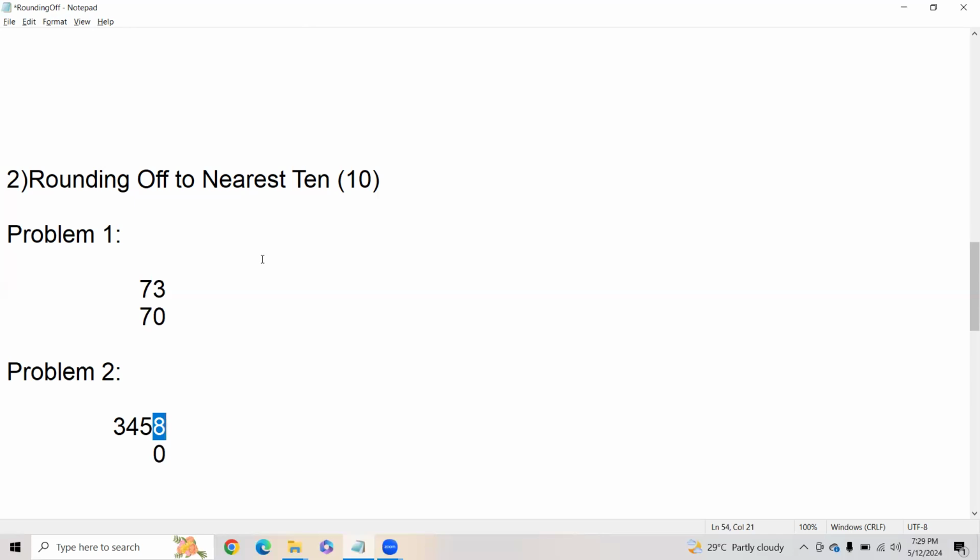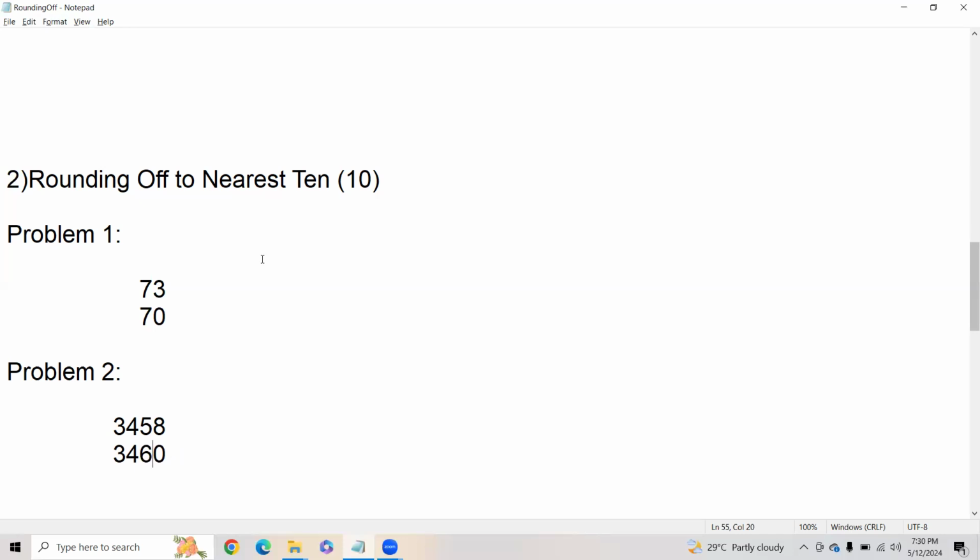So just remember, whenever the digit we are trying to compare is greater than or equal to 5, we need to increase the remaining part by 1. So what is our remaining part in this case? It's 345, because for this 8 we have already written 0 here, and this is our remaining part. As this 8 is greater than 5, we just need to increase this remaining part by 1. So 345 plus 1 gives you 346, making 3460. So when we round off 3458 to the nearest 10, we get the answer 3460.